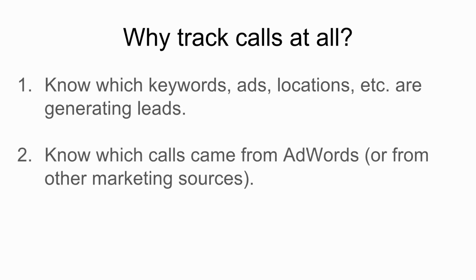With CallRail, you can also know which calls came from AdWords or from other marketing sources. So you can go in and listen to all these calls and know that they came from AdWords. They'll all ring to your same phone number, so you might be getting calls from other sources. But when you go actually listen to the calls, you can say, okay, that call came from AdWords. And this can be important for a number of reasons.